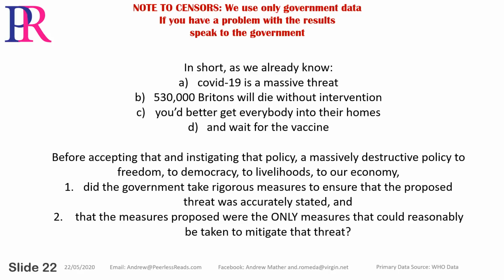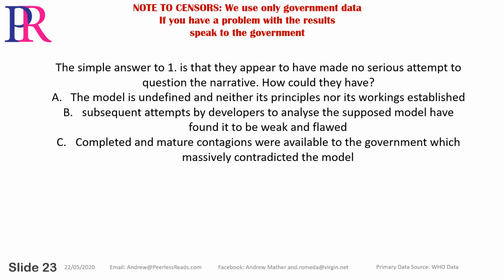In short, as we already know, Covid-19 is a massive threat, 530,000 Britons will die without intervention, so you'd better get everybody into their homes and wait for the vaccine. Before accepting that and instigating a massively destructive policy to freedom, to democracy, to livelihoods, to our economy, did the government take rigorous measures to ensure that the proposed threat was accurately stated, and that the measures proposed were the only measures that could reasonably be taken to mitigate that threat?